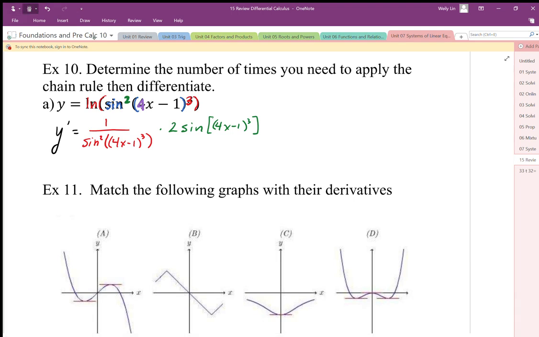Now we differentiate the sine into cos. We end up with cosine (4x minus 1) cubed. Okay, so there's our next layer. After this, we have to differentiate the cube, so it becomes times 3 (4x minus 1) squared. Then lastly, we're going to differentiate the times 4, so we end up with times 4 there. So there's my derivative. I have 1, 2, 3, 4, 5 layers in here, and I'm working outside in as I differentiate this.